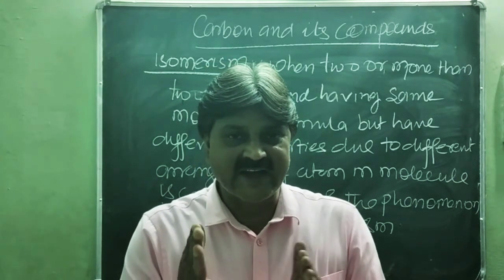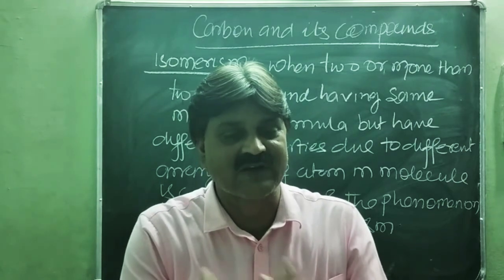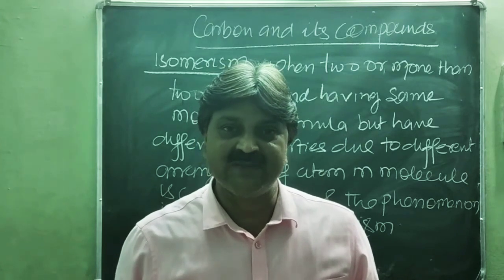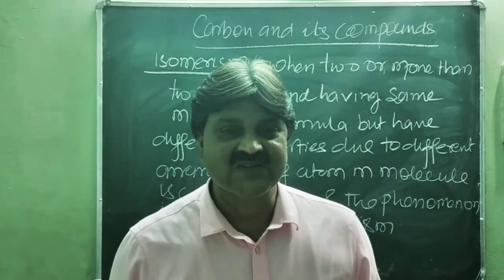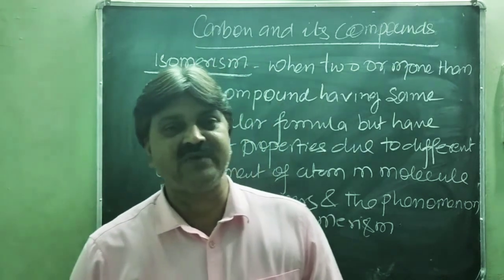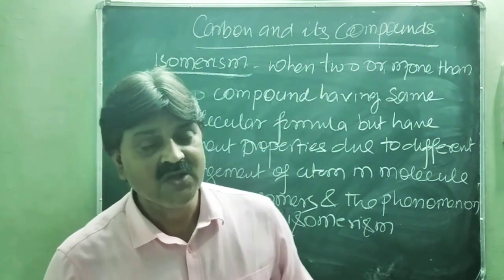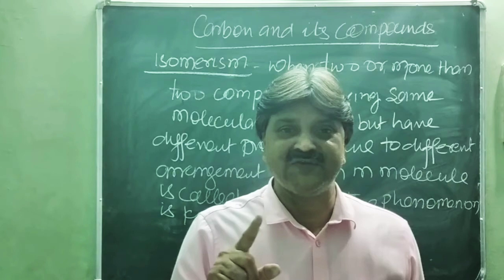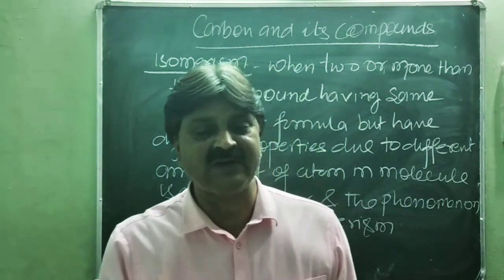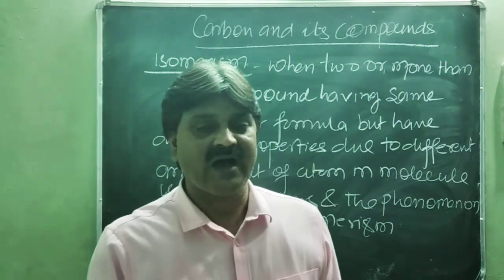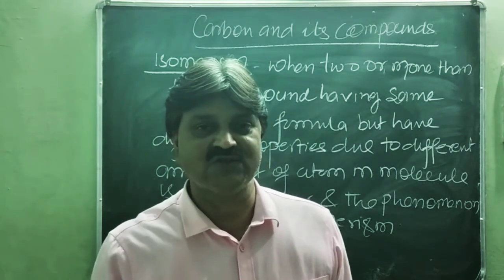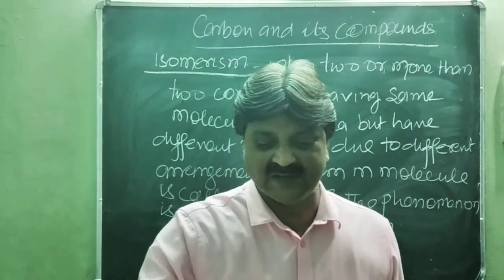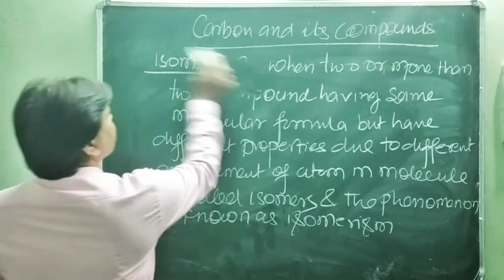Why? Because the arrangement of atoms in the molecules is different in both, so the compounds are different. When the molecular formula is the same but the structure and properties are different, such compounds are known as isomers, and the phenomenon is known as isomerism. Is it clear? And what is the classification of isomerism? Next one, classification of isomerism.